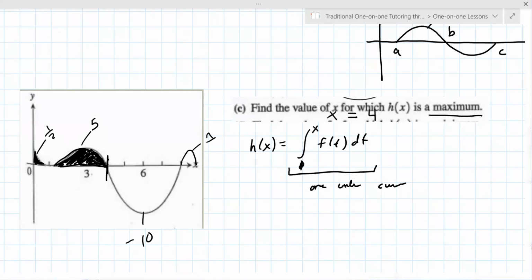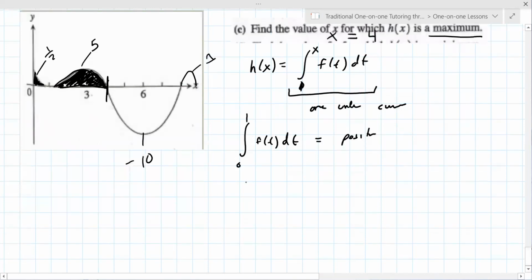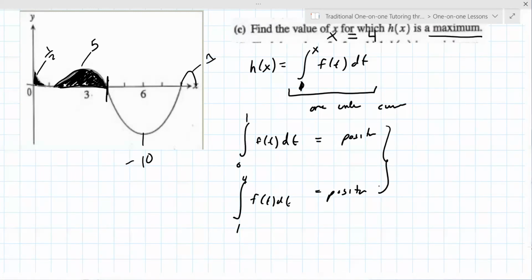Okay. So the reason it's a maximum is the integral from 0 to 1 of f of t dt. That's this first one. It's some amount, which we don't know, but it's positive. And then the integral from 1 to 4 of f of t dt, this next region, is also positive. So these work together. Like they combine up, whatever they are. Great, we're happy.